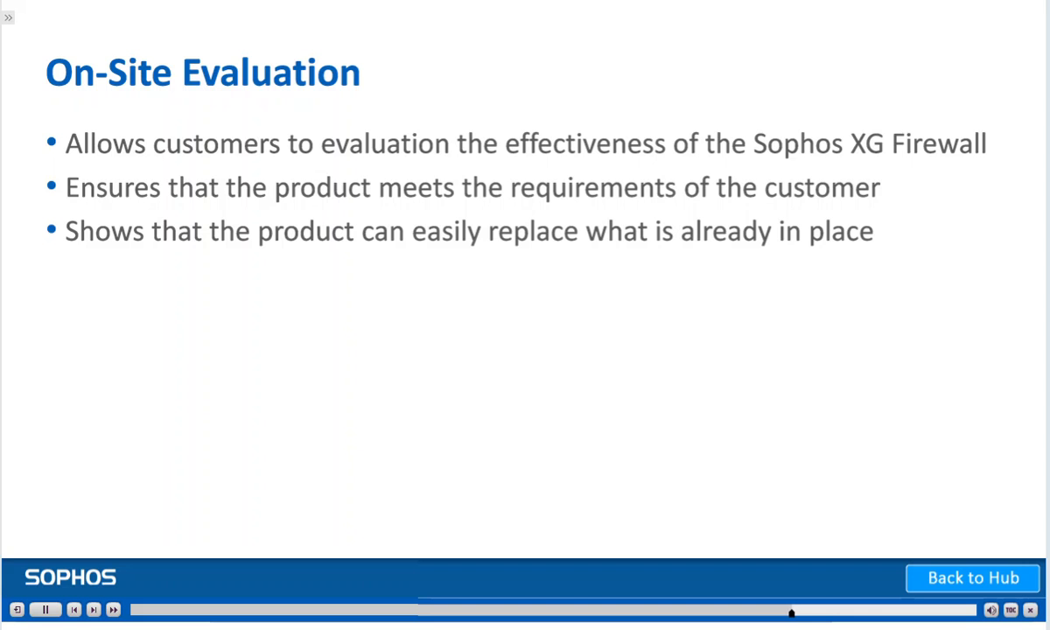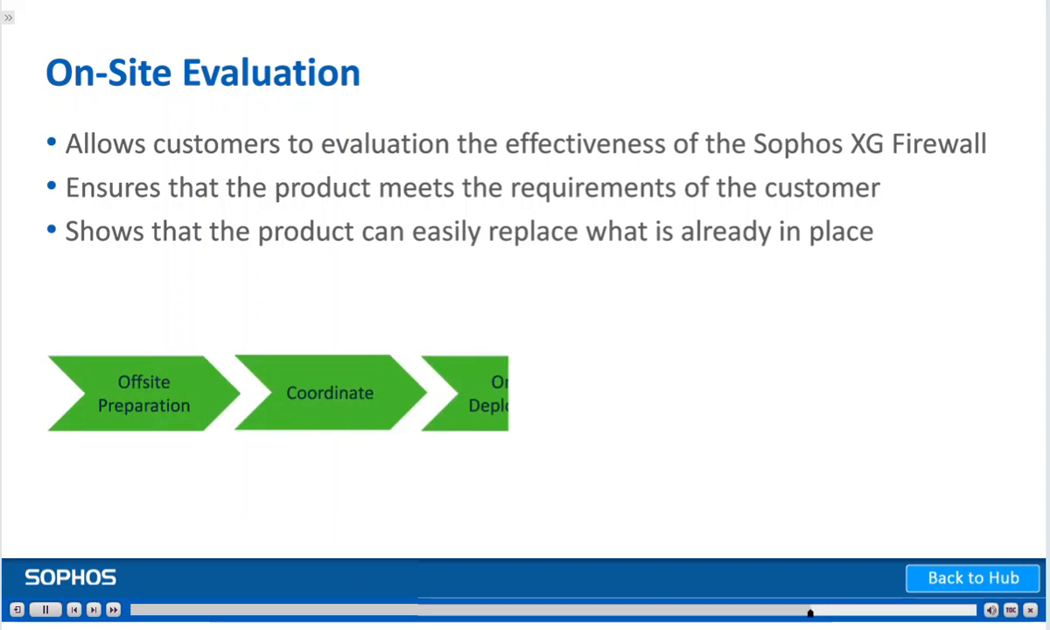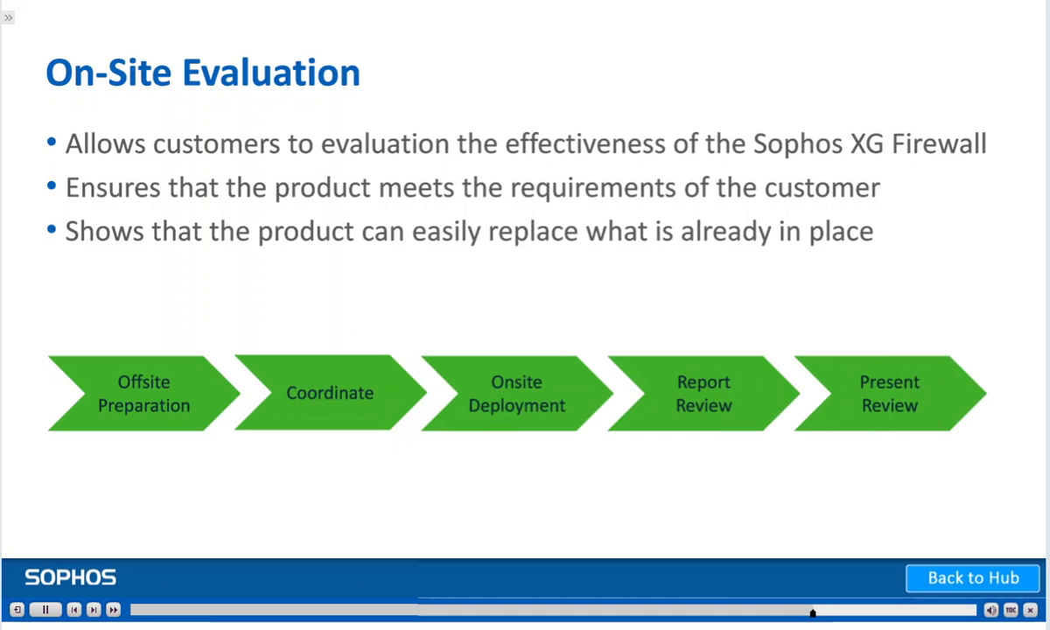An on-site evaluation can be used to show a customer the effectiveness of the Sophos XG firewall. It allows us to ensure that the XG firewall meets the requirements of the customer and that it can easily replace what the customer already has in place. In order to perform an on-site evaluation, you will need to perform the following steps. 1. Off-site preparation. 2. Coordinate. 3. On-site deployment. 4. Report review. And 5. Present the review.